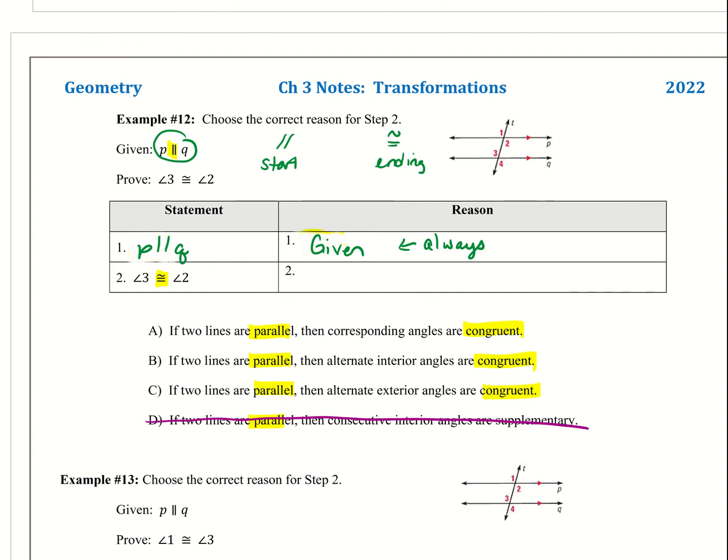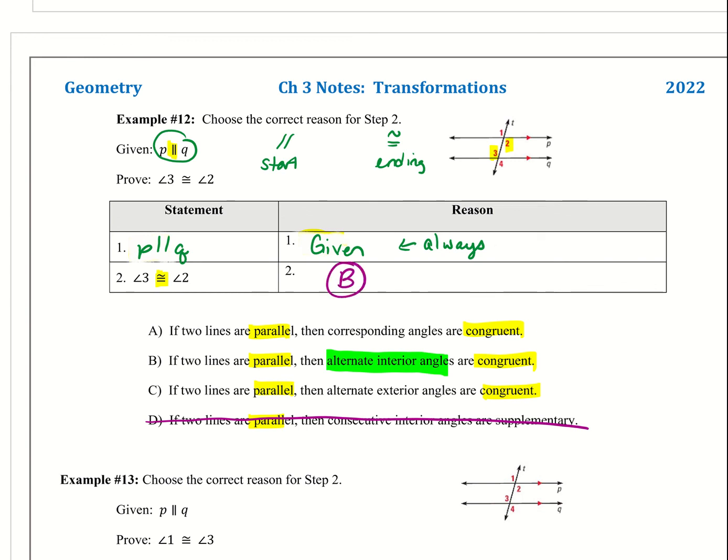What I want to do here is look at the type of angles that they're talking about and make sure that I'm choosing the correct type of angles. These 3 are all true statements about parallel lines. If lines are parallel, then we do have corresponding angles congruent, alternate interior angles congruent, and alternate exterior angles congruent. However, which type of angles are we looking at? We're looking at angles 2 and 3. Those are alternate interior angles. So this diagram helps us see that the one that we need to pick is option B.